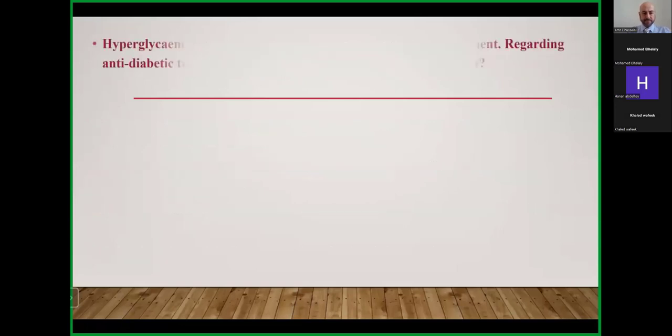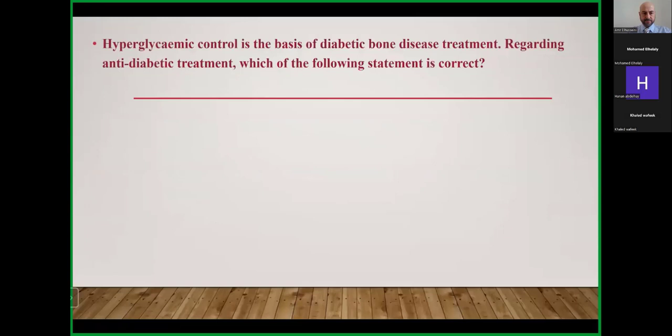The last question, hyperglycemic control is the basis of diabetic bone disease treatment. Regarding anti-diabetic treatment, which of the following statements is correct? First option, DPP-4 is increased in bone marrow fat in type 2 diabetic patients.